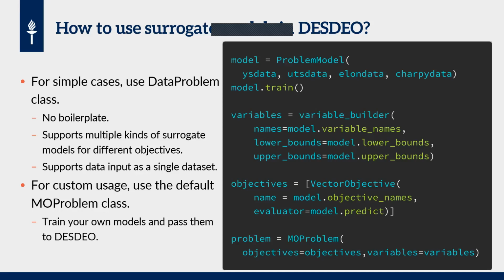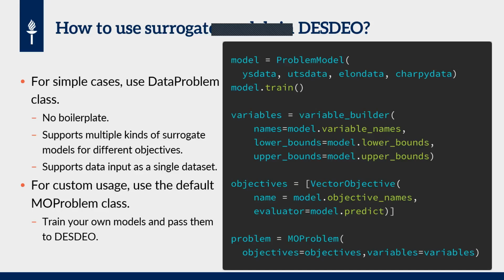Sorry, could you please explain more about the model train function and the evaluator model predict? So the evaluator is just a Python function which can take decision variables as the input and give objectives as the output. This class is a vector objective class, so it assumes that this evaluator will return multiple objectives at the same time. Not just one objective, but maybe 3, 4, or in this case, all 6 objectives at the same time. So this evaluator method should be able to take the decision variables as input and return all of the objectives as output at the same time.